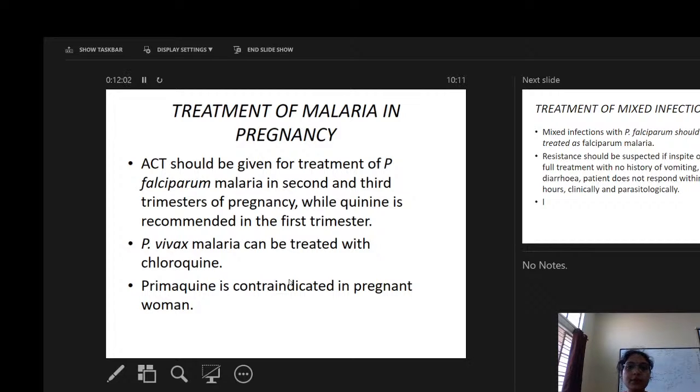Next, treatment of malaria in pregnancy. ACT should be given for treatment of Plasmodium falciparum malaria in the second and third trimesters of pregnancy, while quinine is recommended in the first trimester. Vivax malaria can be treated with chloroquine. Primaquine is contraindicated in pregnant women.